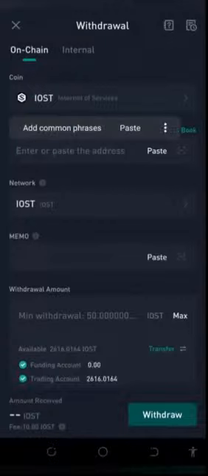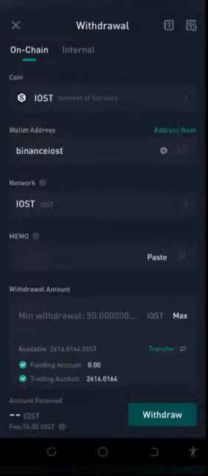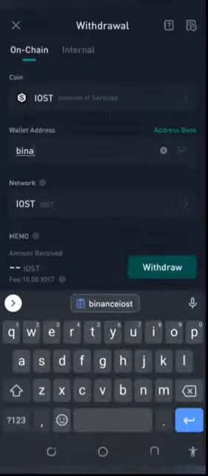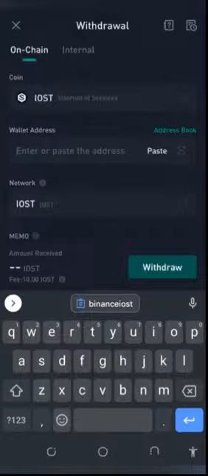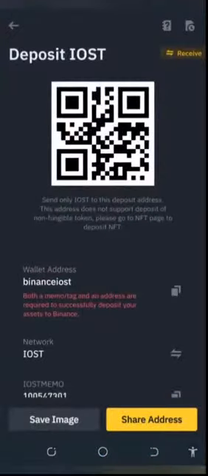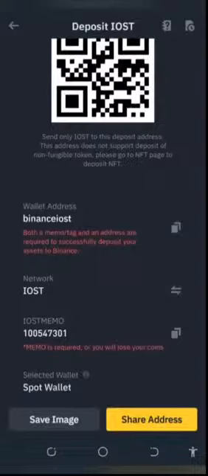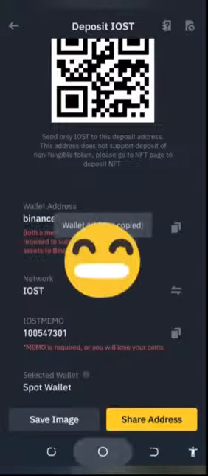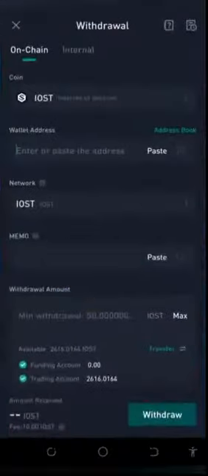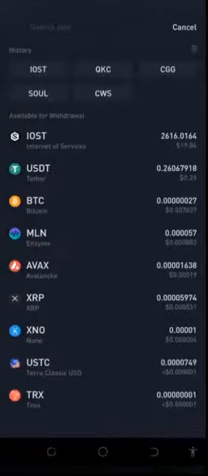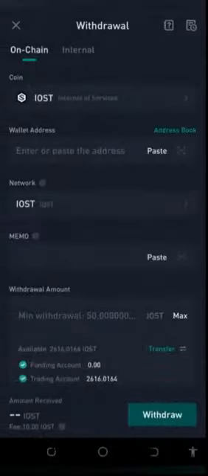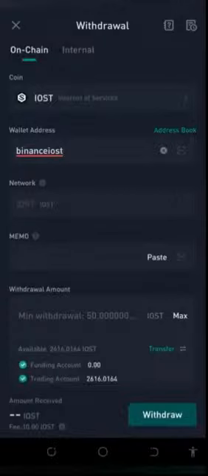Okay, so I was looking for the address. That's it. Uh-oh. Sorry. I think I copied the wrong thing. Let's go back and copy the right thing. Wallet address. It says Binance IOST. That's interesting. Well, I think I still copied the right thing. I don't know why it's looking like that. I think it was just looking funny to me. Of course, if it was wrong, it wouldn't allow me to paste it. Okay, what am I doing? Okay, it looks like it's right.